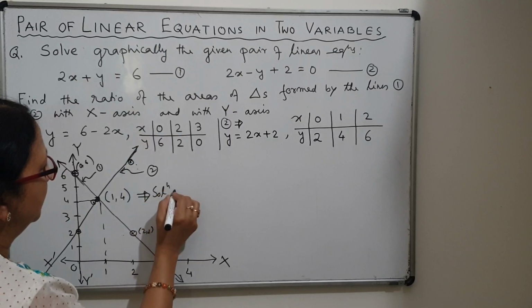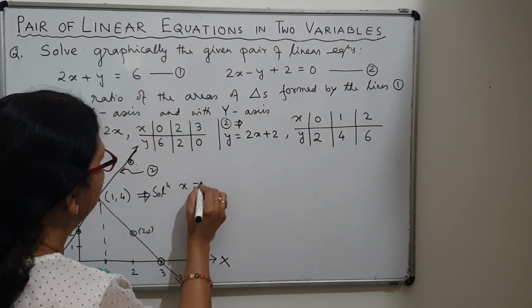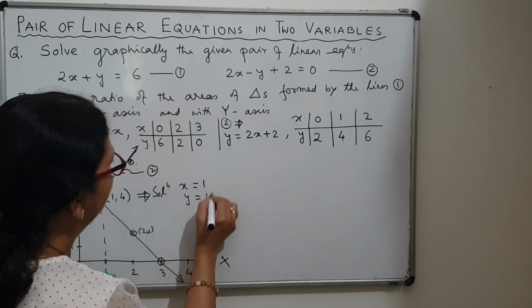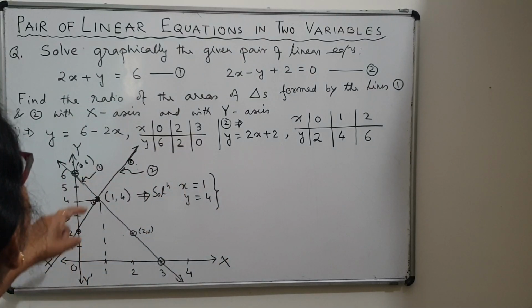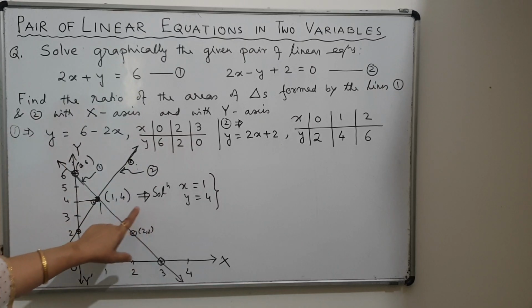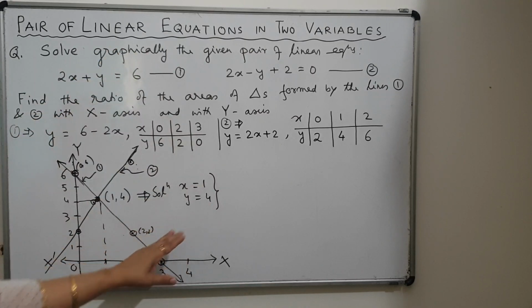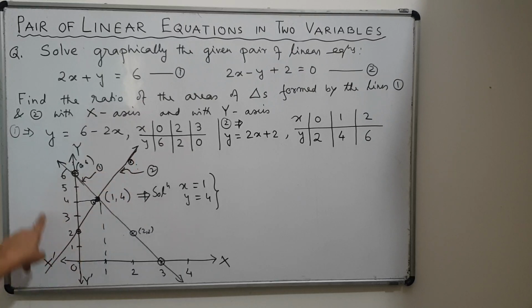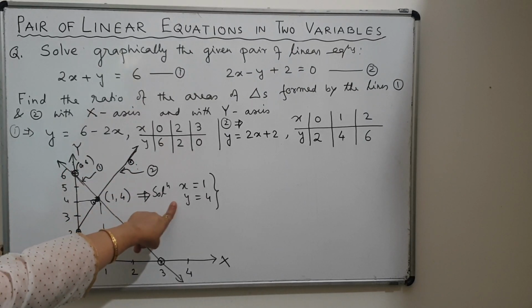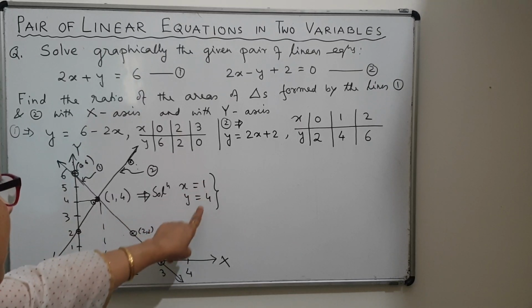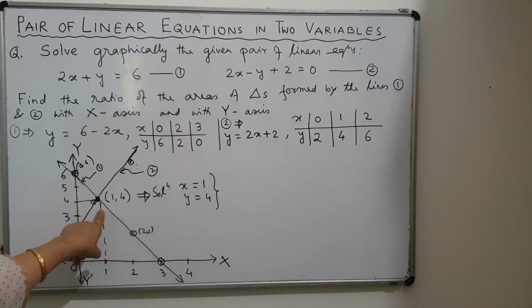Solution. What is the solution? x is equal to 1 and y is equal to 4. So solve graphically, this part is done. So we write in this, since the lines intersect at the point 1, 4, hence the required solutions are x is equal to 1, y is equal to 4. That is, the point of intersection gives you the solution.